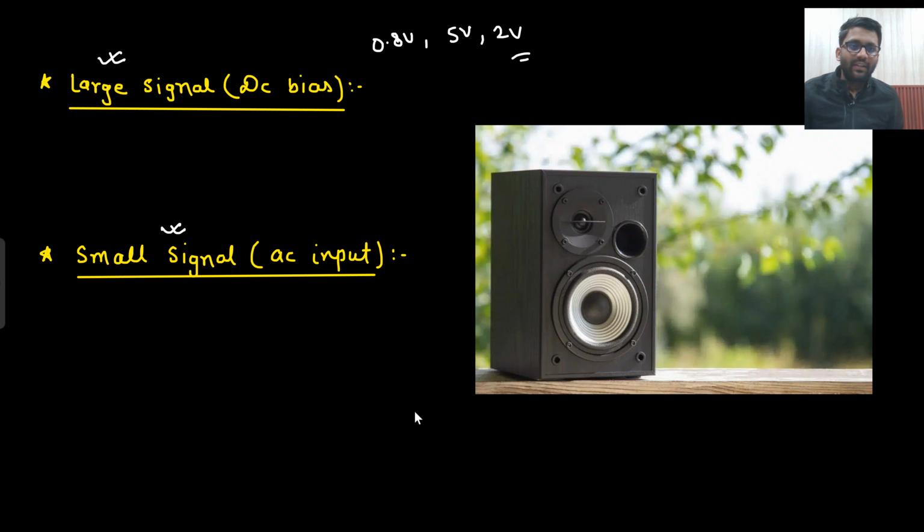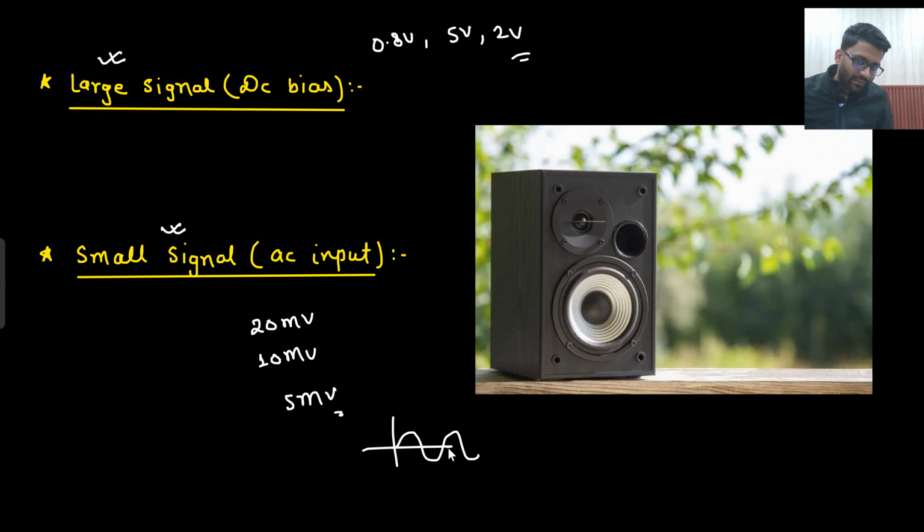Why do we call it small signal? Generally this large signal is the DC bias: 0.8 volt, 5 volt, 2 volt. And this is the small signal. The voice input will have an amplitude of some millivolts: 20 millivolt, 10 millivolt, 5 millivolt. That is an AC signal, and the signal would be something like this. The voice coming from me is an AC signal whose amplitude will be varying. So I am saying that my voice is some 20 millivolt sine omega t.